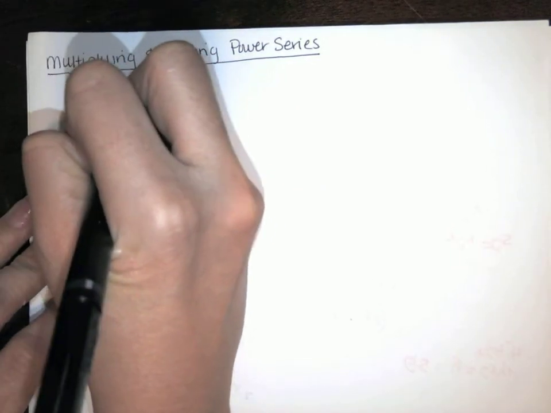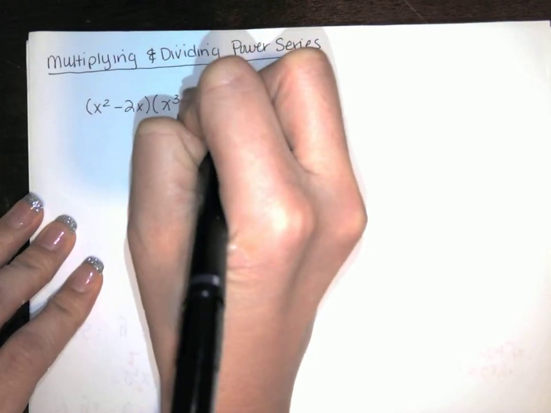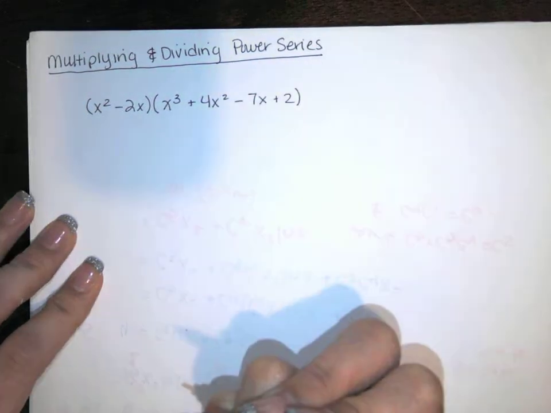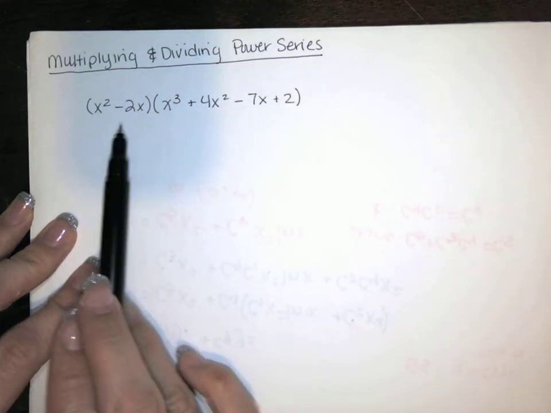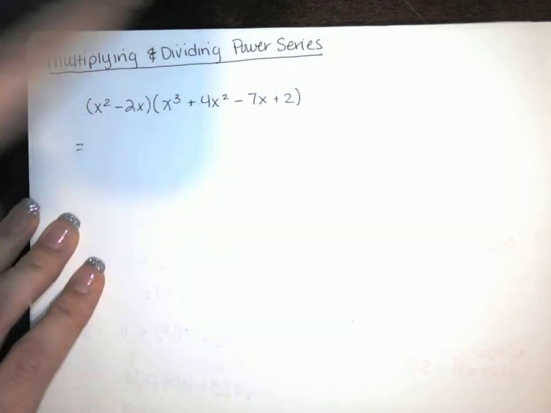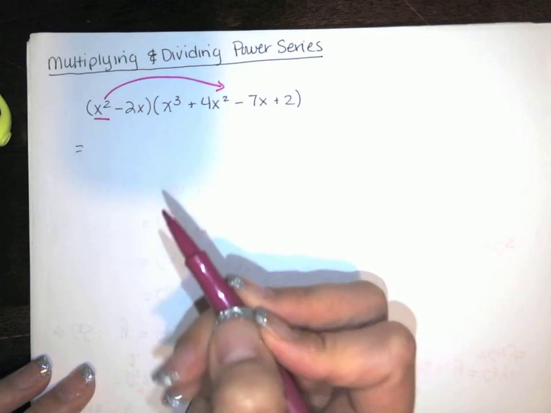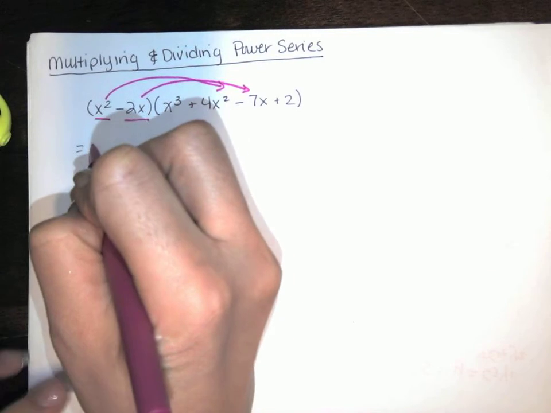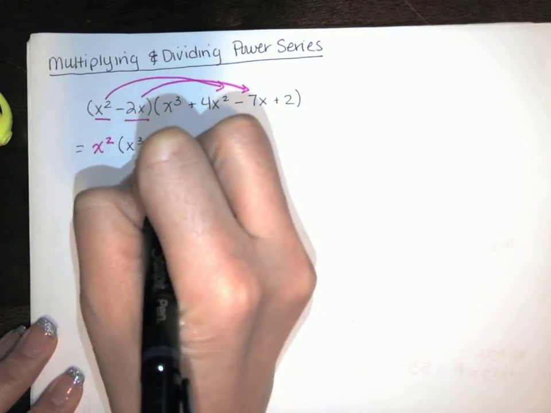Let's say you had x squared minus 2x, and you're multiplying by x cubed plus 4x squared minus 7x plus 2. Well, the way you would do that is you'd say, I've got this polynomial with 4 terms, and I've got a binomial over here, a polynomial with 2 terms. And all you would do is you'd take the first term of this polynomial and multiply it by all of the terms over there. And then you'll take the second term of this polynomial and multiply it by all of the terms over there.